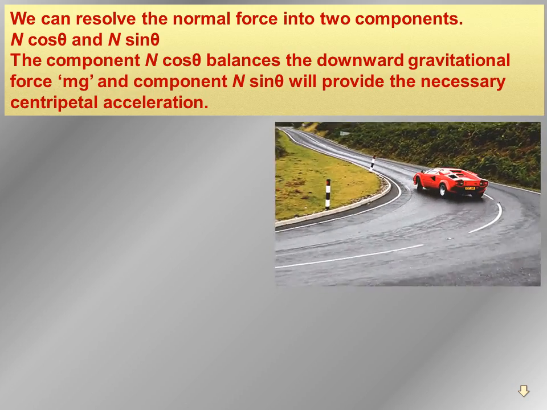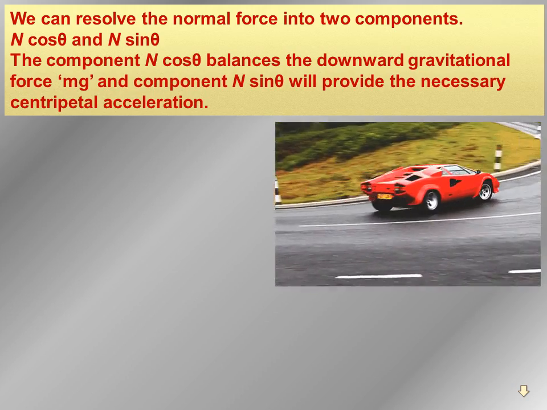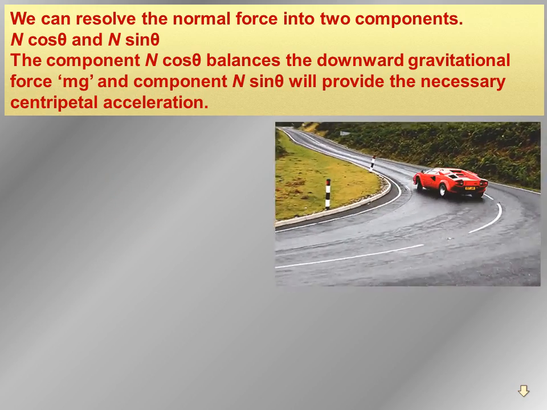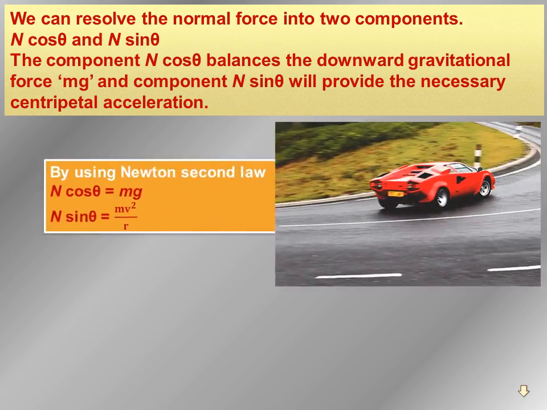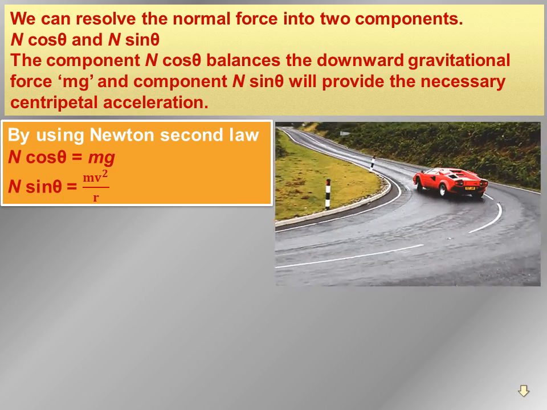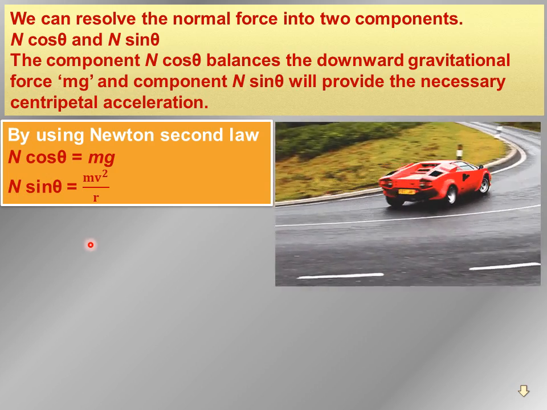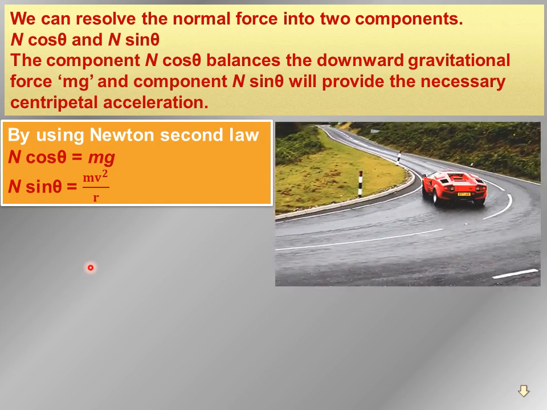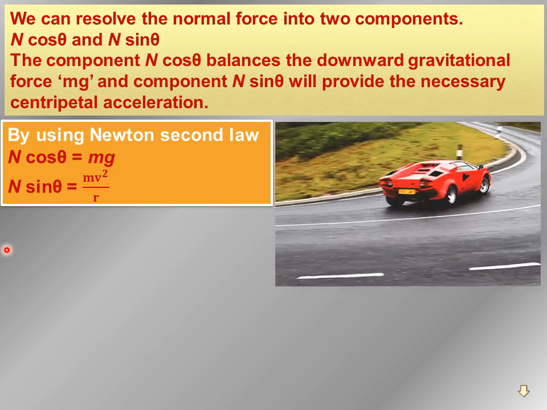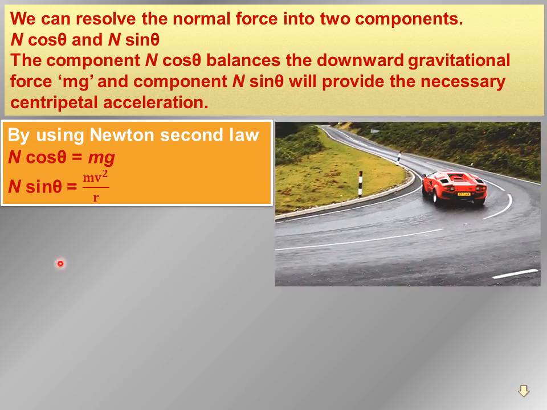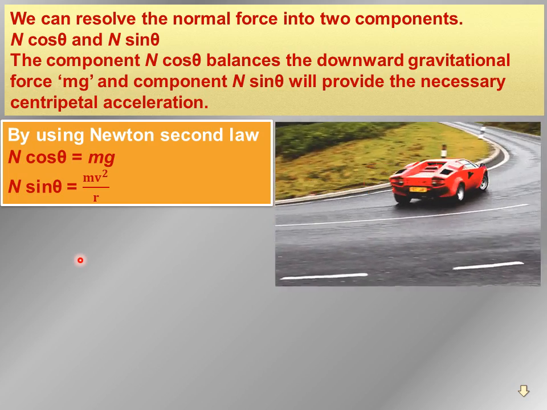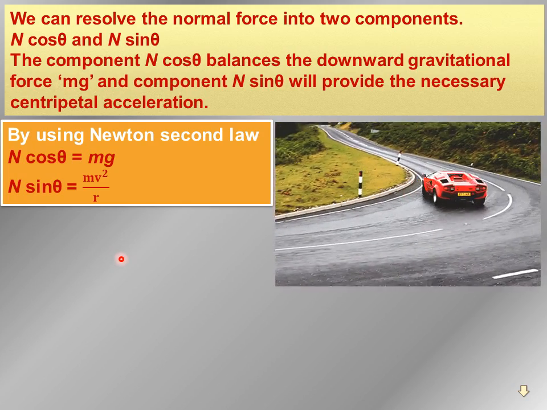By using Newton's second law, N cos theta is equal to mg, and N sin theta is equal to mv square by r. By dividing the equations, we get tan theta is equal to v square divided by rg, or v is equal to root of rg tan theta. We take this rg here, and put v square by r into it. If you take the square out, then it will give you a root on the other side.